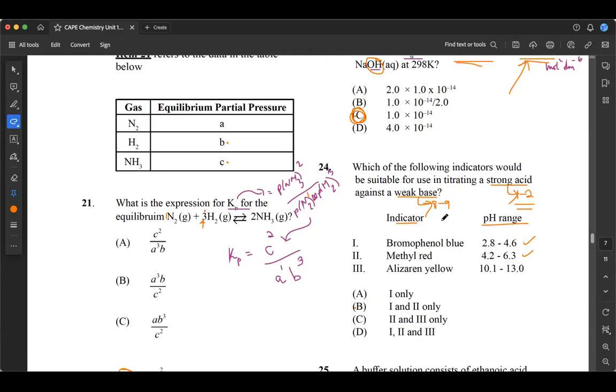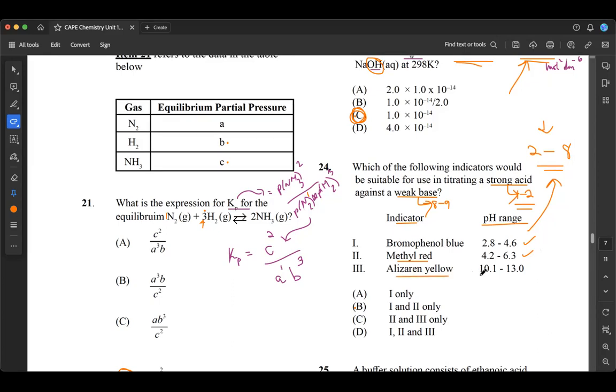So I want to choose an indicator that changes within that range, say anywhere from 2 to 8 would be good, right? If I have a pH indicator that changes in the middle of this range, it would be good for me. So I'm going to look down here at my indicators. I see bromophenol blue. It changes within the range 2.8 to 4.6. That might work, right? It fits nicely in here. Methyl red changes in this range, 4.2 to 6.3, so it would fit nicely in the middle here, and I'll be able to see my endpoint. So that might work for us.